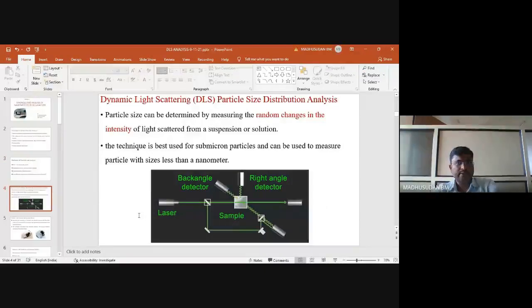And dynamic light scattering, DLS, the particle size distribution analysis, we often call it DLS. Light scattering, we can often call it Rayleigh scattering.